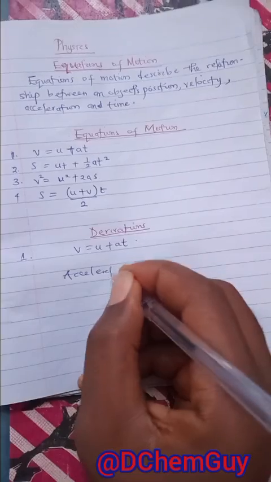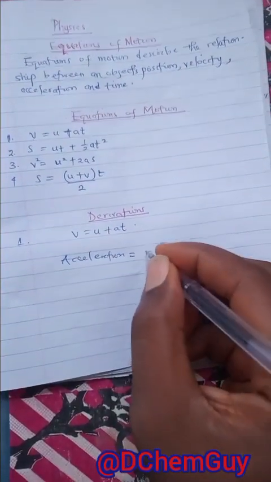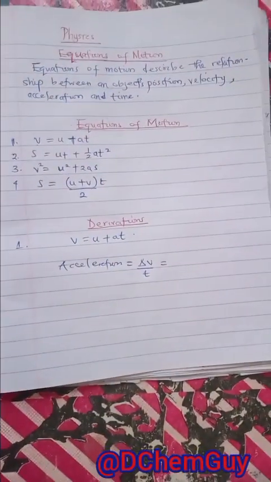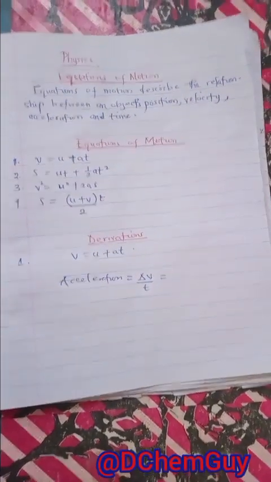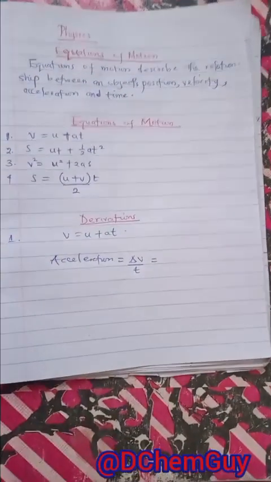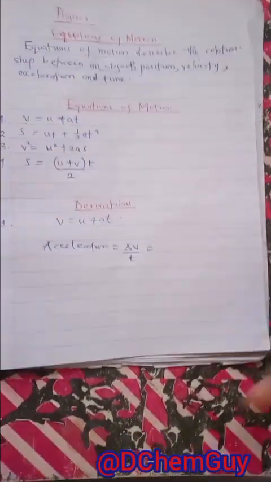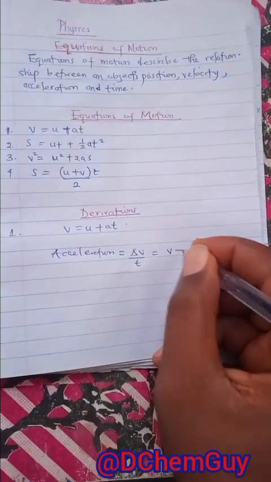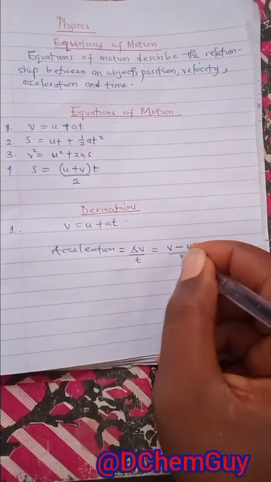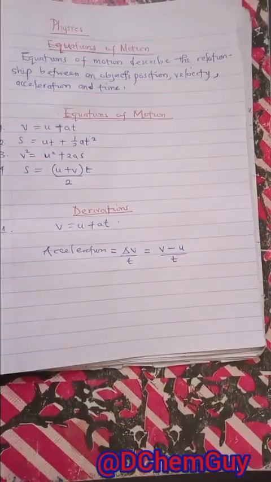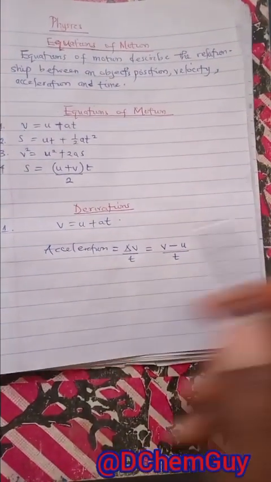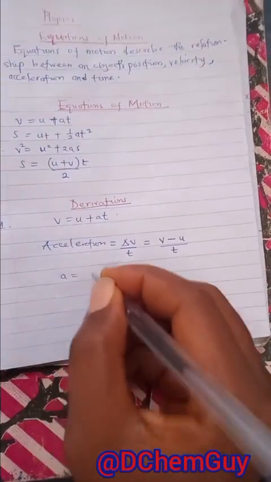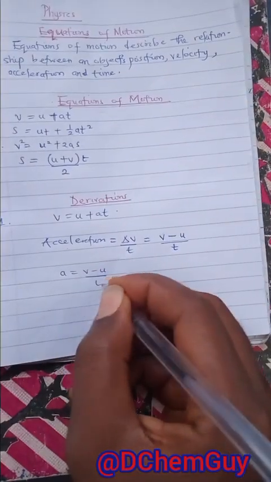acceleration equals change in velocity over time. When you say change in velocity, it means initial and final. It's a state function, just the initial and final. So that's final v minus initial, all over time. All right. Now, we know that our acceleration is also denoted as a. So we can just bring it here and say a equals (v minus u) all over t.